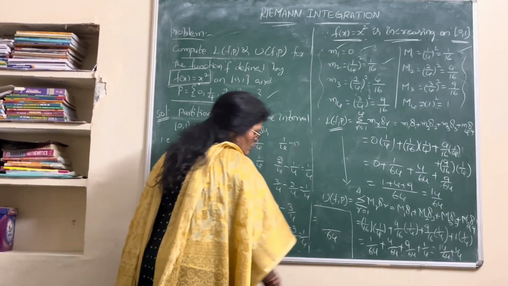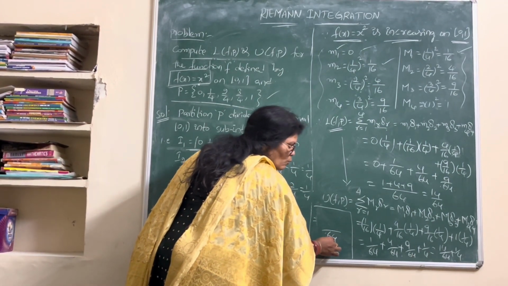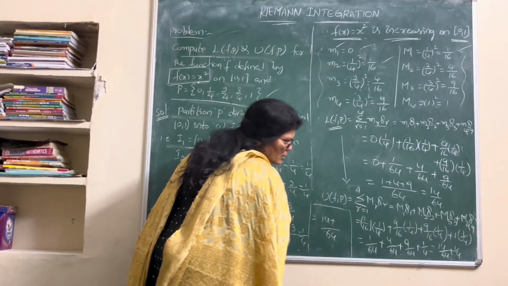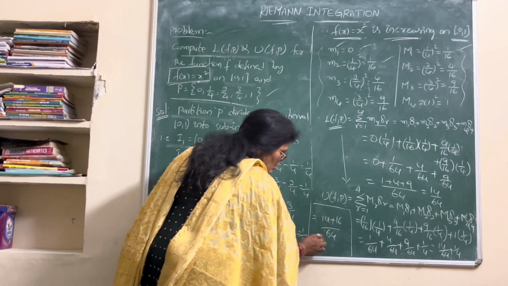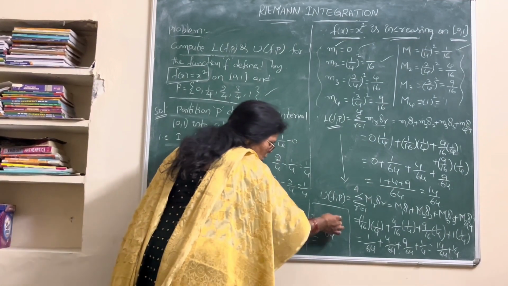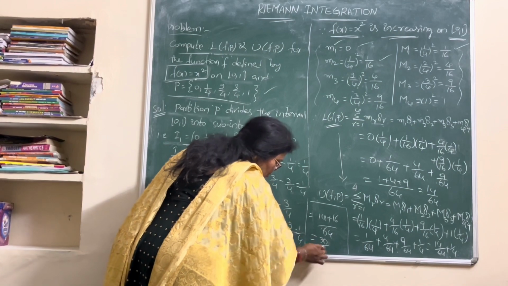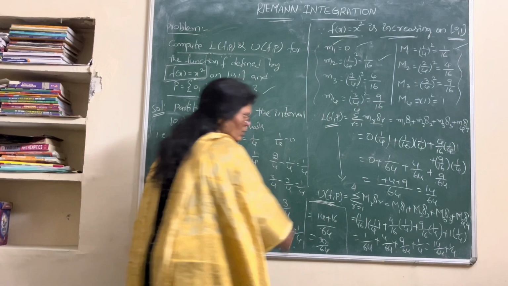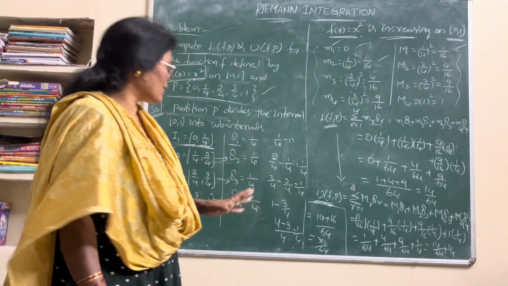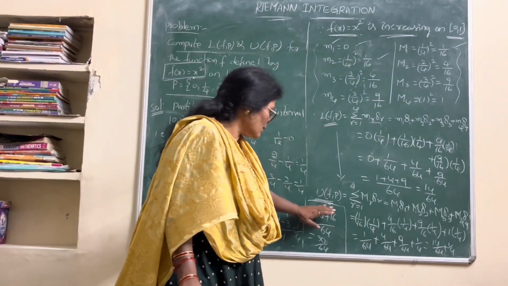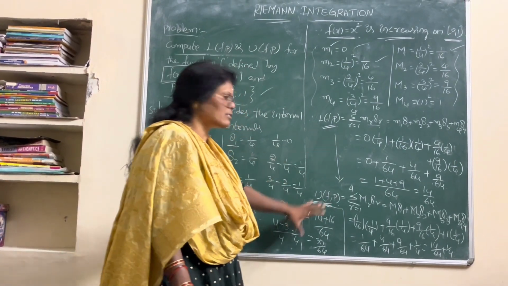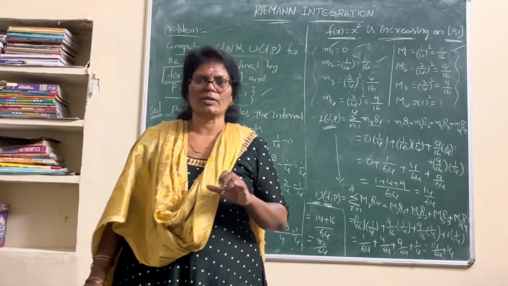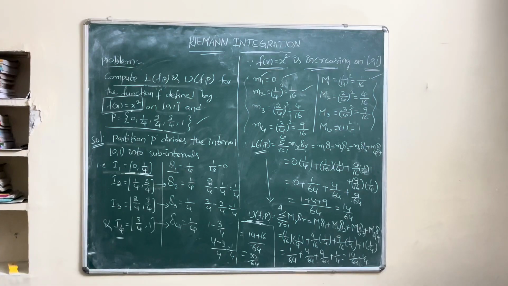64. 4 16s are 64. So 14 plus 16. Okay, 20, 30. 30 by 64. This is the UFP. So we have to find the lower Riemann sum and upper Riemann sum like this. Okay, very important problems for 4 marks. It will come definitely. Okay, note.